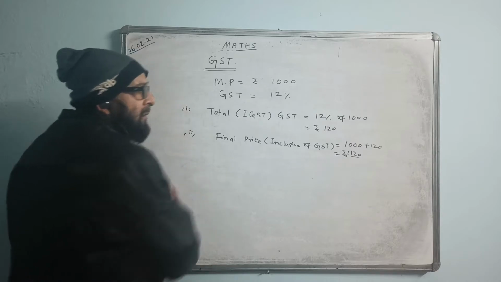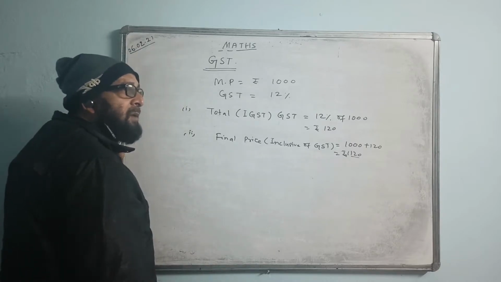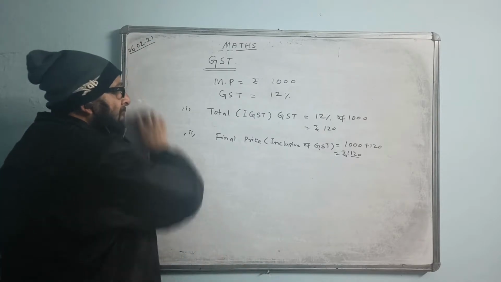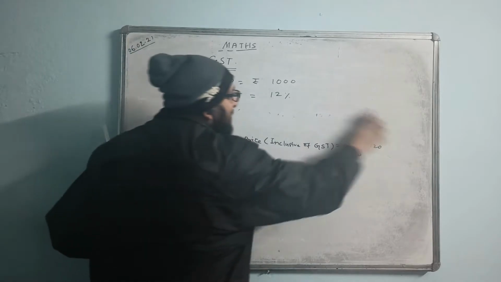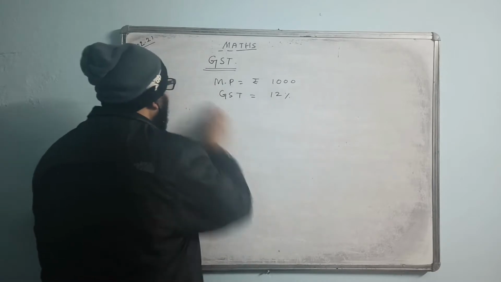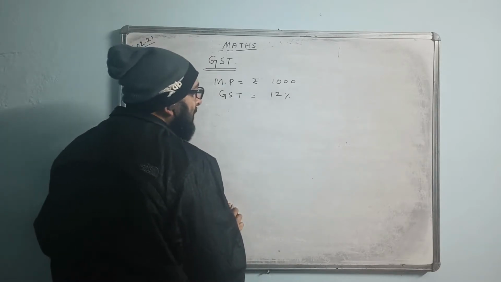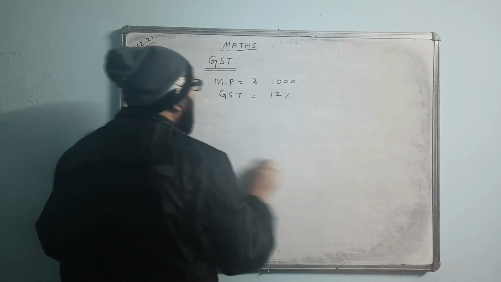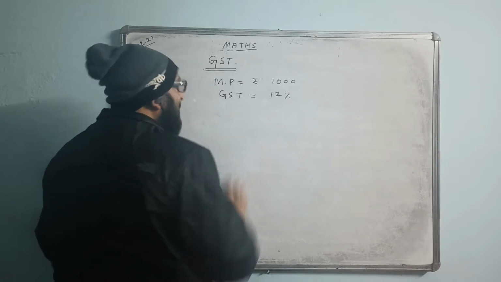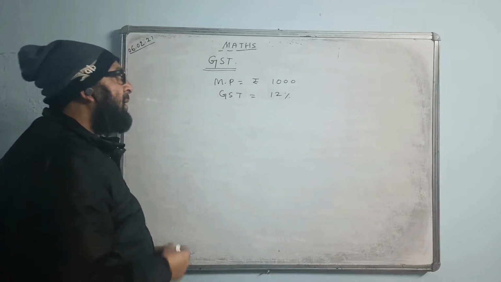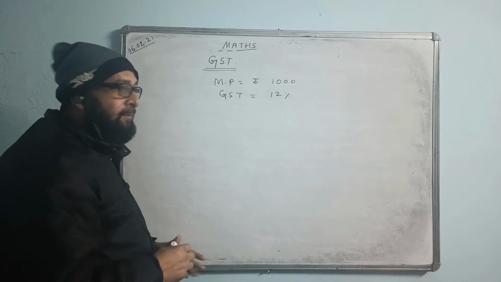It depends. 18% or 12% will be mentioned in the question, because there are categories the government has made. On certain items the GST is 18%, on certain items the GST is 12%.